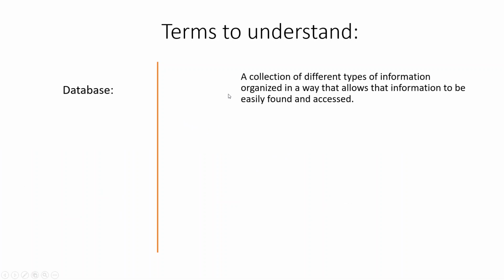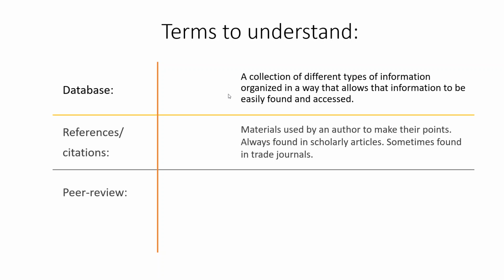So we have some terms we need to understand before we jump into this. A database. A database in library land is a collection of different types of information, and it's organized in a way that allows information to be easily found or accessed. And that means in library land, it's journals, collections of journals on different subjects. They're grouped together, and you can search them more easily knowing that.